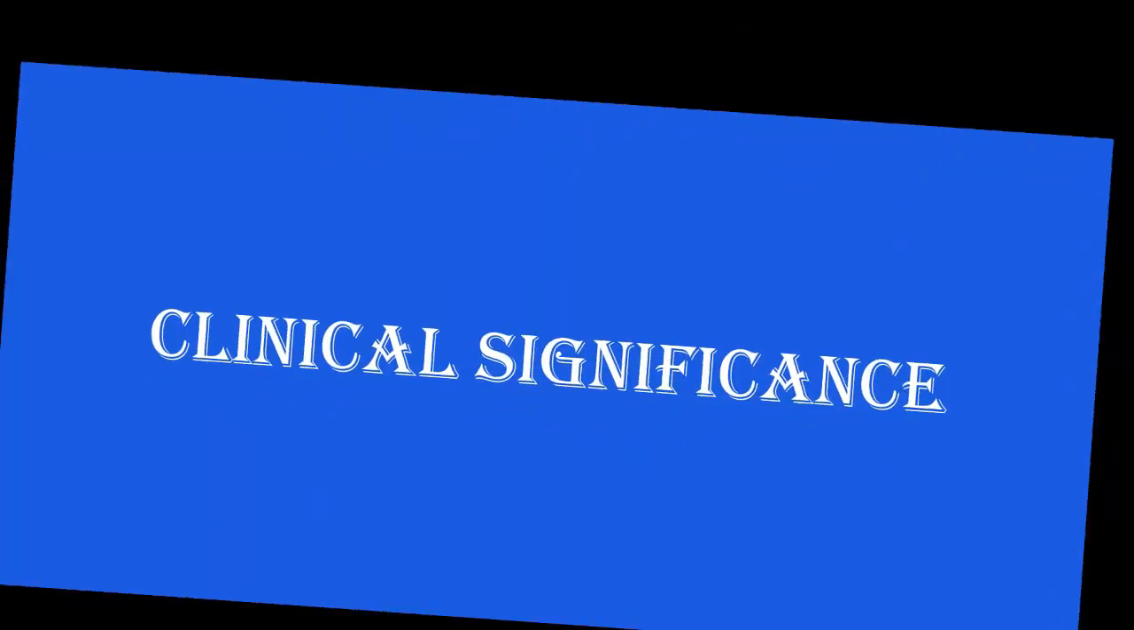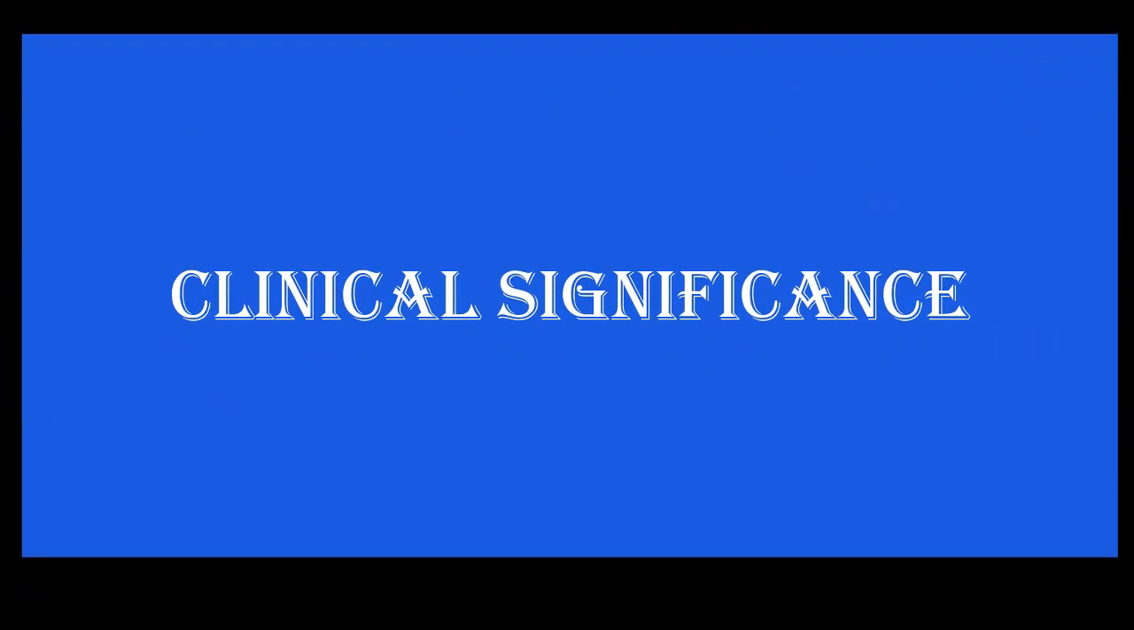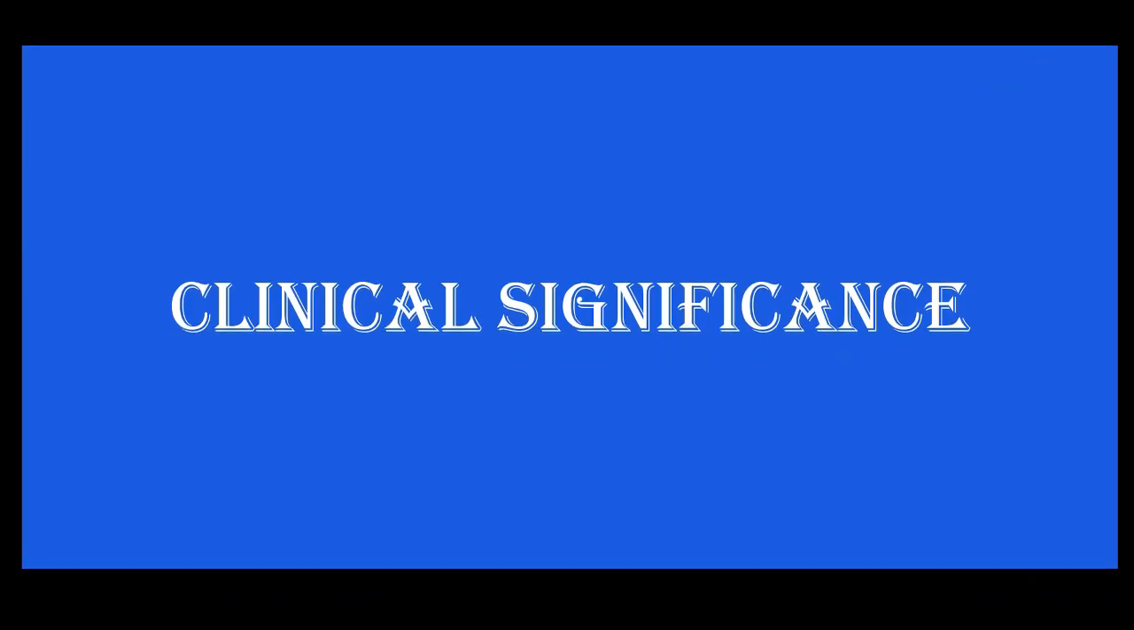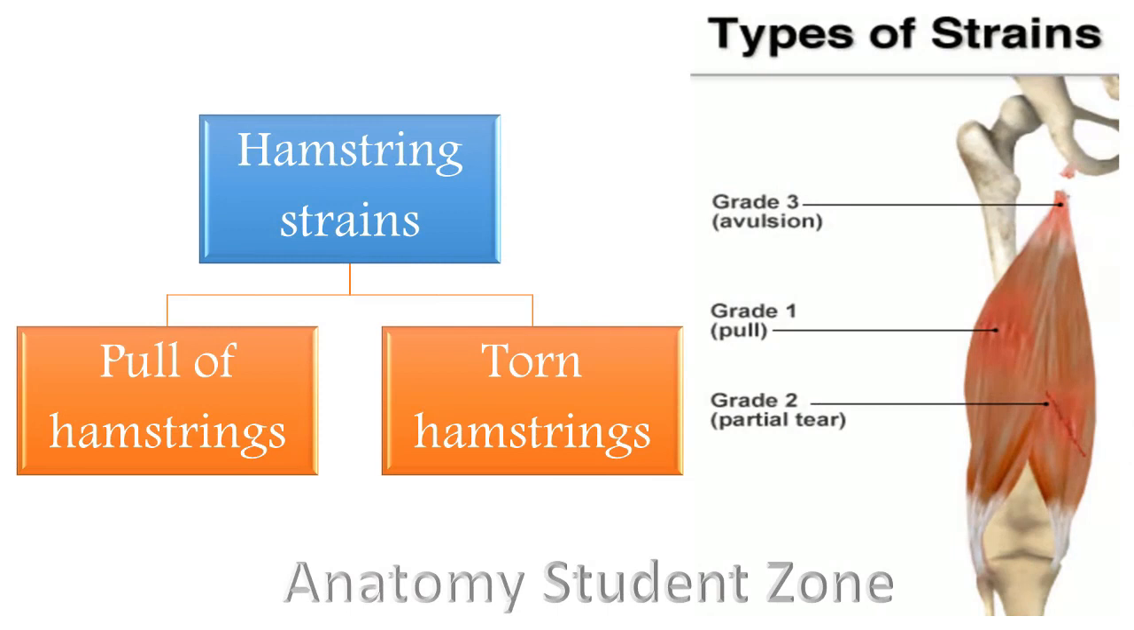Now I will cover the clinicals related to this that you can encounter if you are a sports therapist. Hamstring strains can occur in this region and they're quite common. These strains can be grade 1, grade 2 or grade 3. Grade 1 means they are minor and it can be just a pull of the hamstring. In grade 2 or 3, the hamstring can be torn or there can be complete avulsion of the hamstring muscles. So these are severe as compared to grade 1.